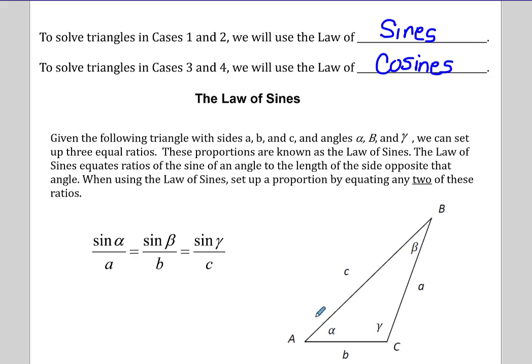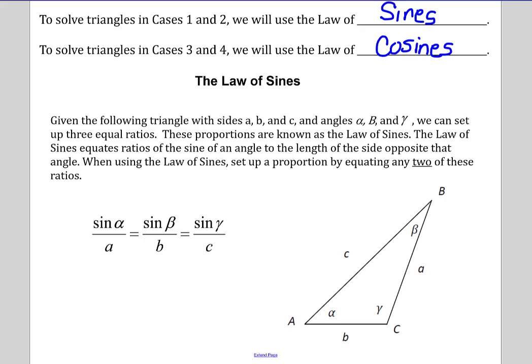Let's say you're given a triangle with sides little a, little b, and little c, and we know angles alpha, beta, and gamma are A, B, and C. We can set up three equal ratios, and these proportions are known as the law of sines. The law of sines equates the ratios of the sine of an angle to the length of the side opposite that angle. When using the law of sines, you set up the proportion by equating any two of these ratios. It also works with the reciprocal ratios.